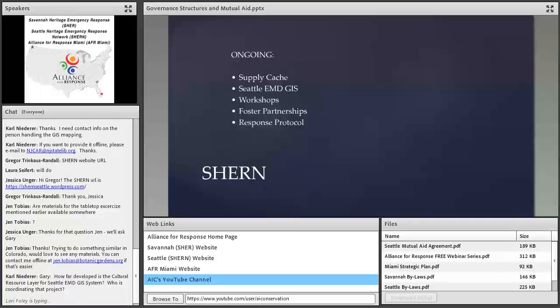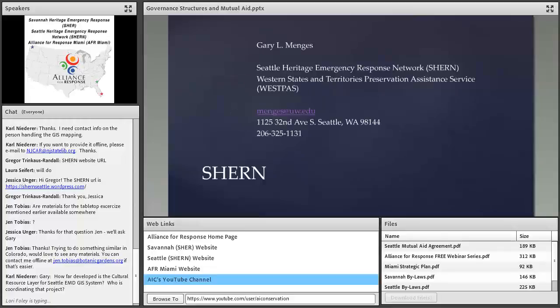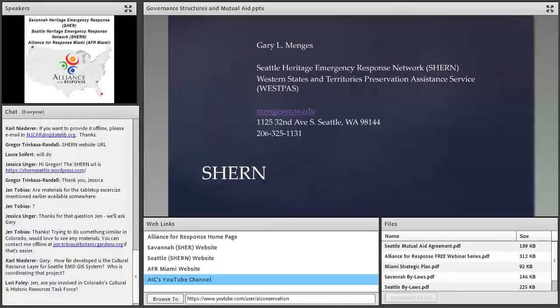So in conclusion, with SHRN, we feel we're better prepared to respond to emergencies and disasters affecting cultural resources and collections, and that first responders will be better prepared to assist us, and we are better prepared to work with them. And this last slide is just my contact information. So thank you.